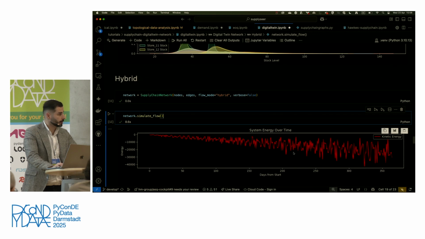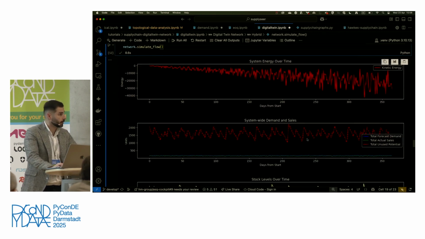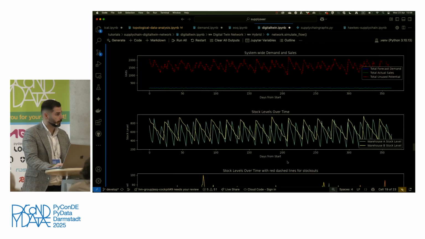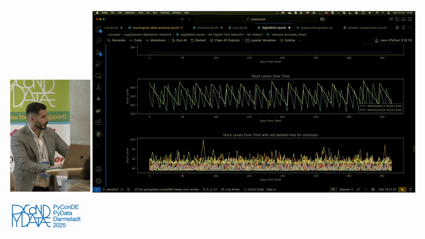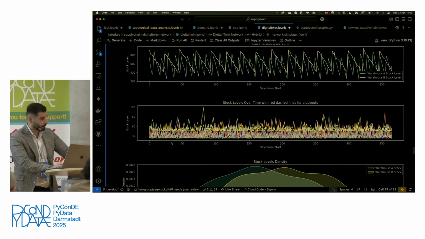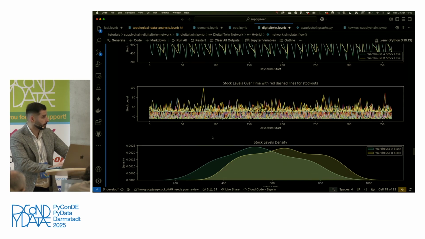System energy is still decreasing, similar to the pure diffusion policy. System-wide demand and sales, stock levels over time look quite similar to the pure diffusion approach. Stock levels over time with red dash lines for stockouts: no stockouts, but some stores have peaks, but none of them are above 100. So this one is a bit tighter with less frequent peaks than the pure diffusion approach. Remember, this is still a simulation, so if you find this looks very weird, this is just simulation. It's not even based on real sales.